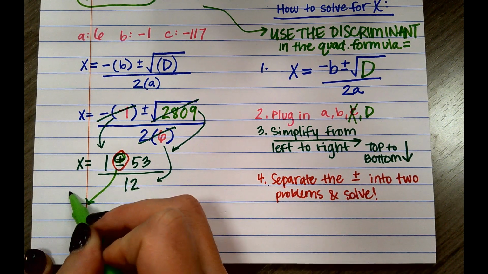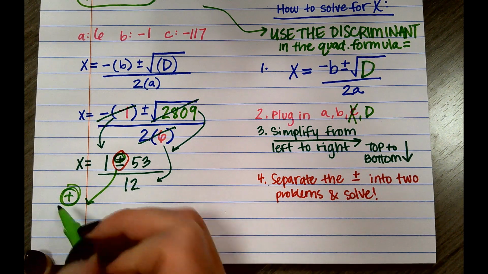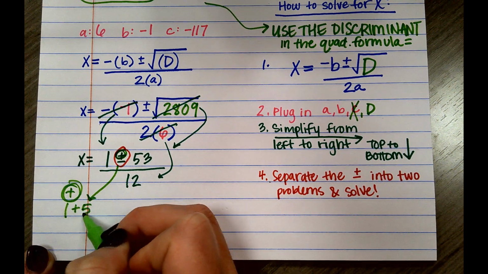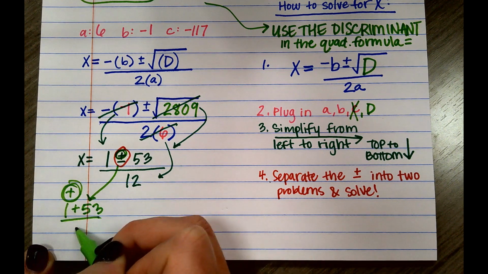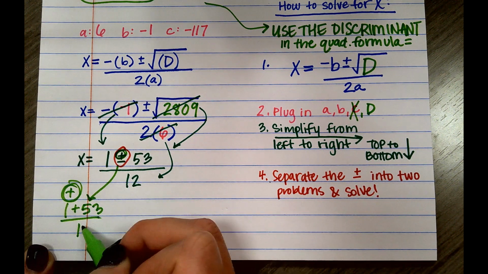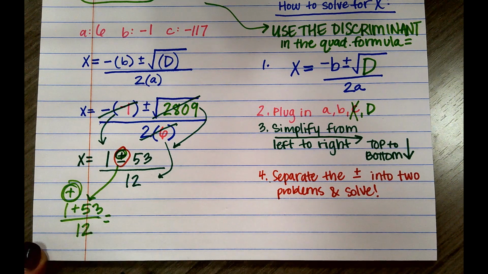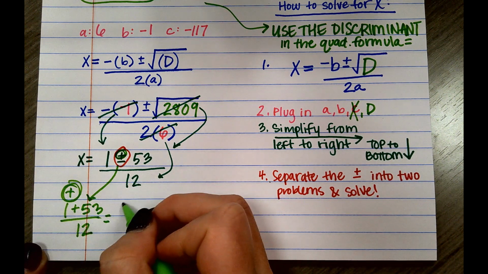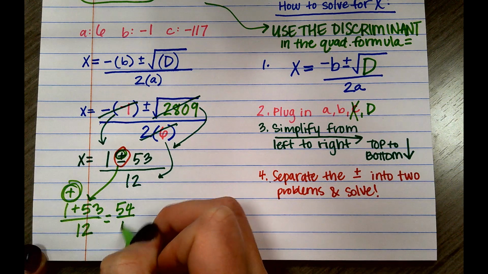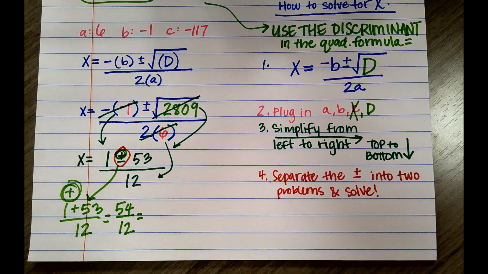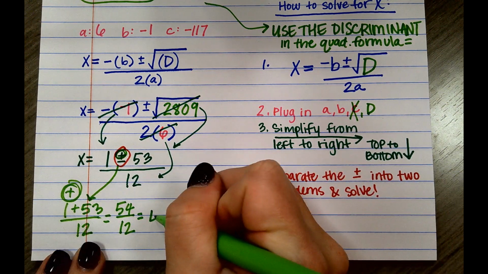So first let's do the plus. I've got 1 plus 53 divided by 12. What's 1 plus 53? 54. 54 divided by 12. You're going to get 4.5. 4.5? Yep. Okay. 4.5.